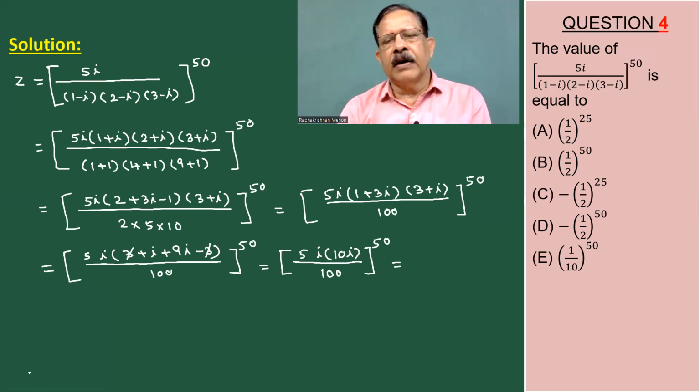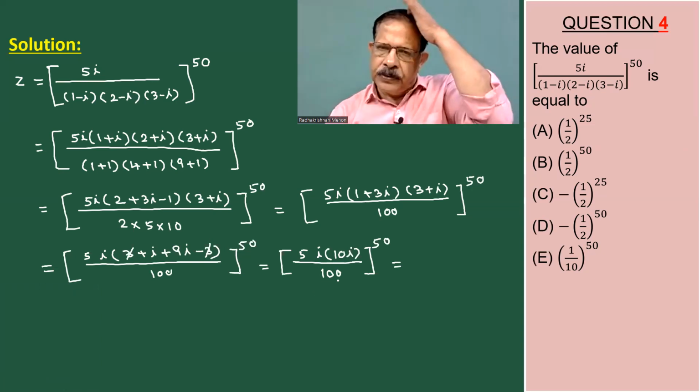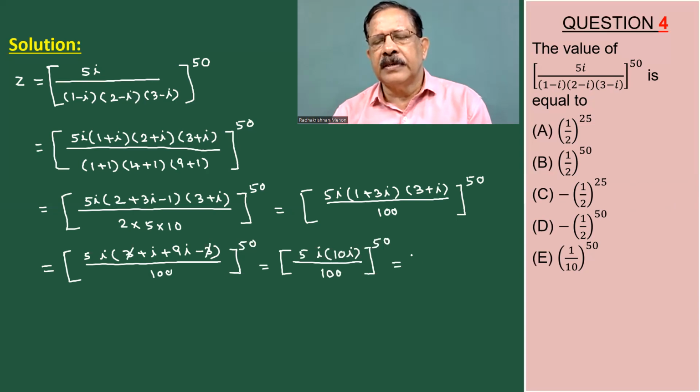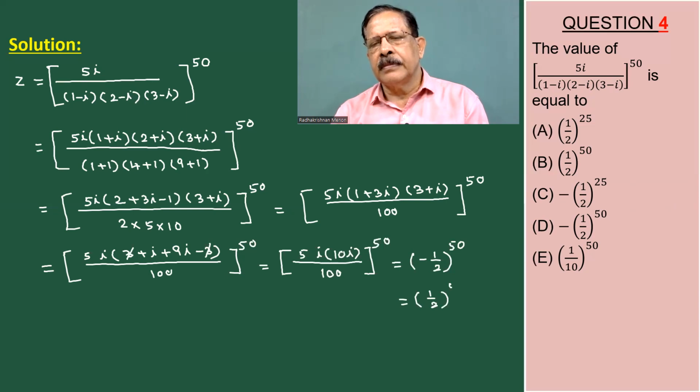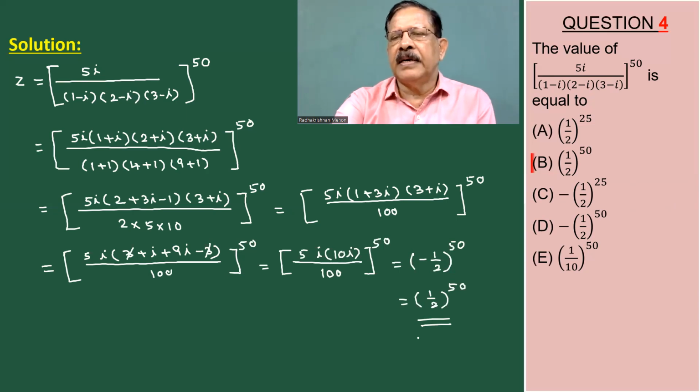So you have got 50 by 100, which is 1 by 2. And i squared is minus 1. So ultimately you are getting minus 1 by 2 raised to 50, which is nothing but 1 by 2 raised to 2. So the answer for this question is 1 by 2 raised to 50. That is appearing as option B.